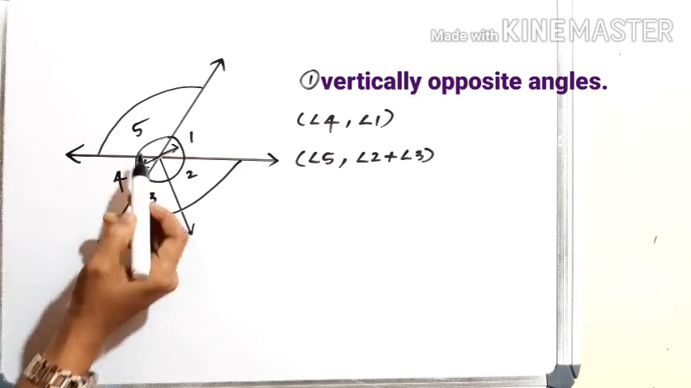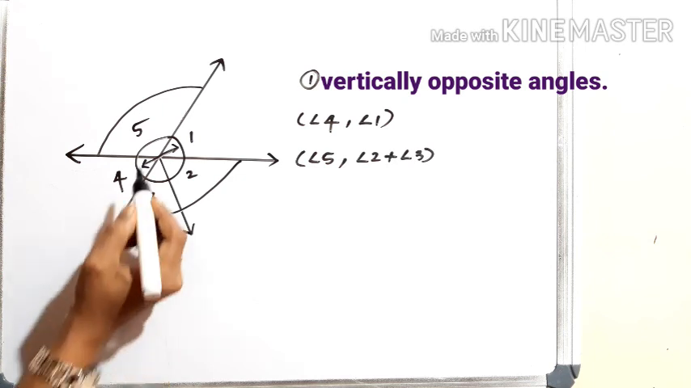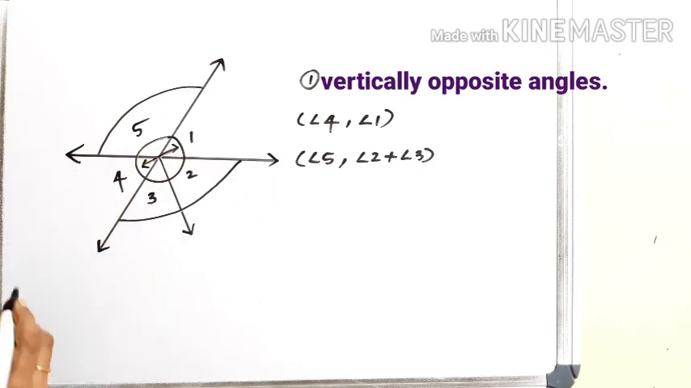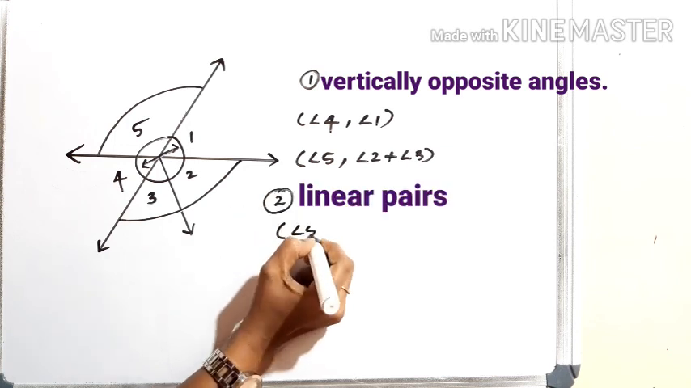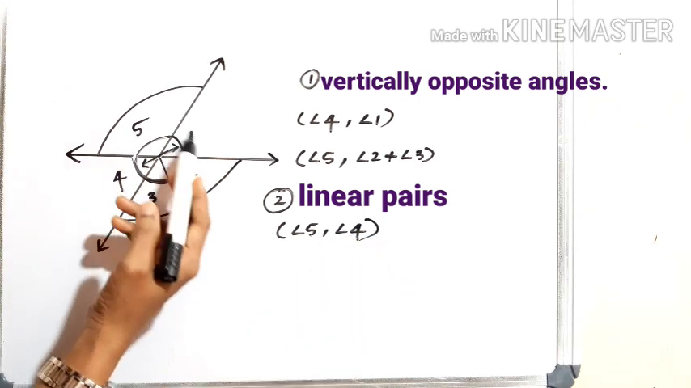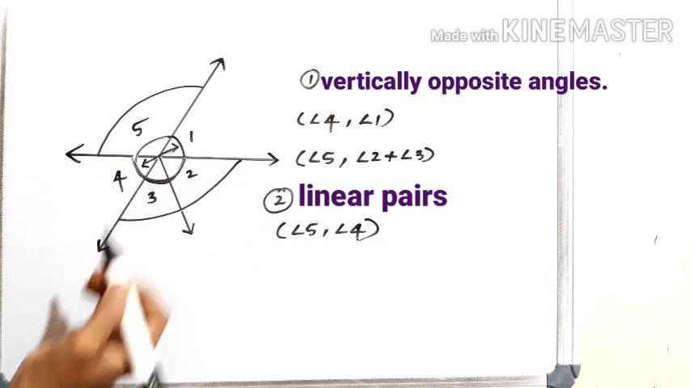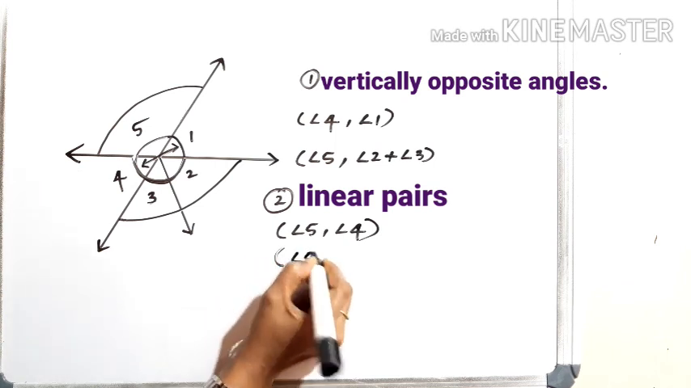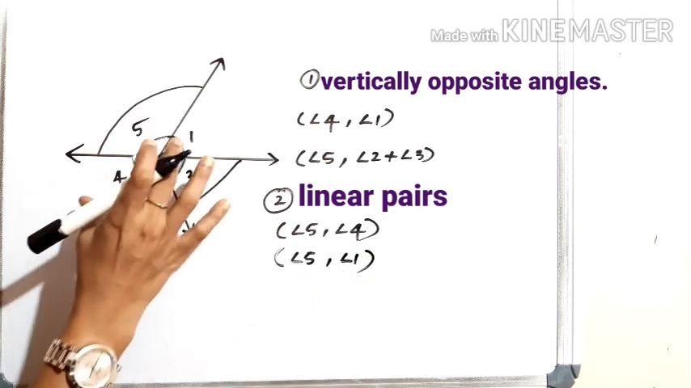Listen, what about angle 5 and 4? Adjacent angles, no? Here, non-common arms are opposite rays, right? Therefore, first linear pair, angle 5, angle 4. Angle 1 and angle 5 are adjacent angles, right? Here, non-common arms are opposite rays. Therefore, next linear pair, angle 5, angle 1. Two linear pairs only we can have from this.